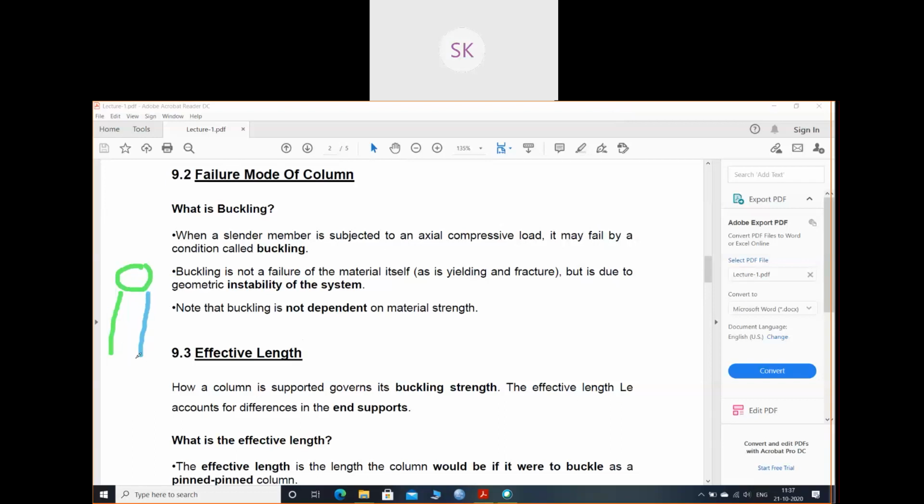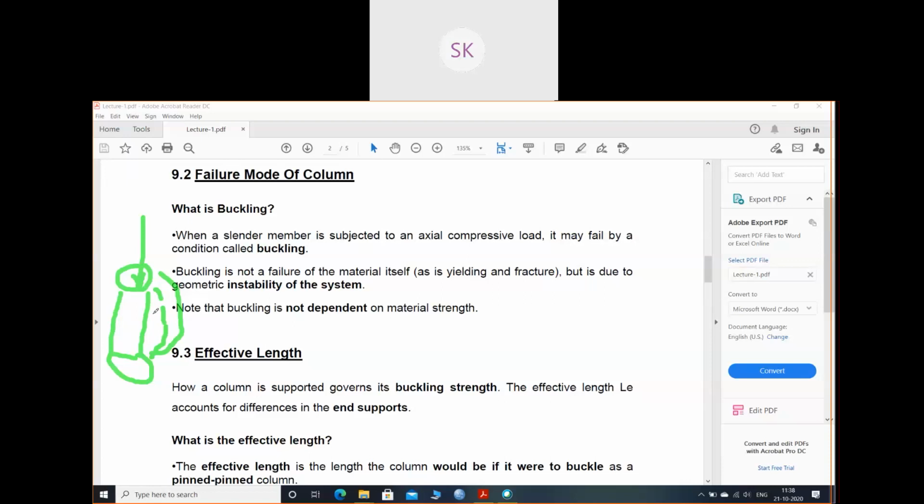This is my column. I am applying an axial load, and it can also buckle. Due to the pressure, due to the compressive load, it will be compressed, right? It will be compressed and it will deform like this. So this is the condition. This is also a condition of buckling. Buckling is not a failure of the material itself, but is due to the geometric instability of the system.